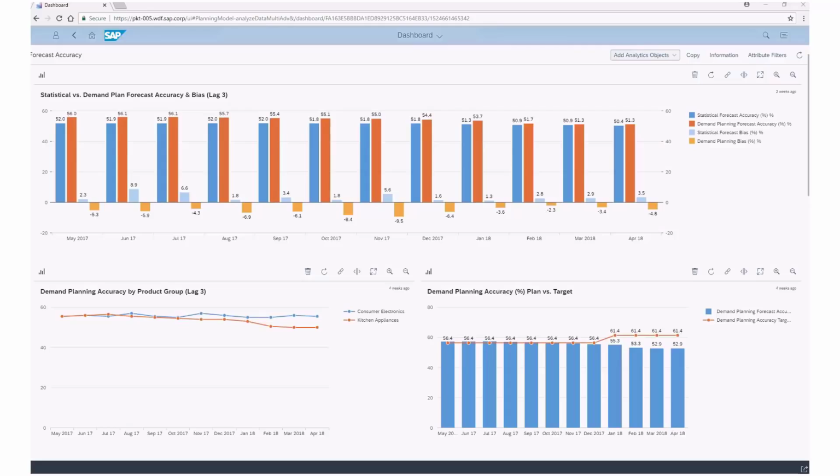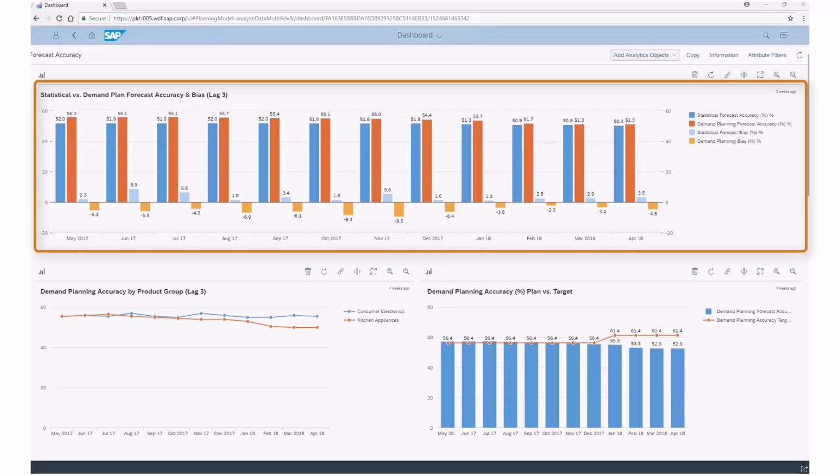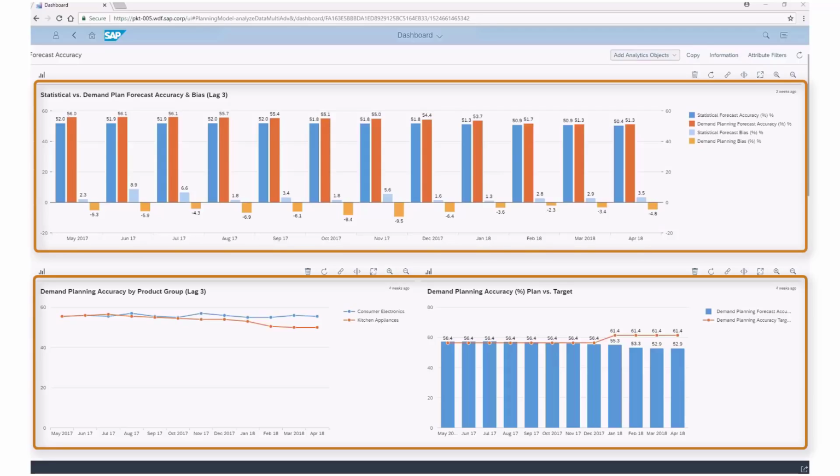By comparing the forecast with the real sales, the system calculates the forecast accuracy and forecast bias. This can be done for the system-generated statistical forecast as well as for the forecasts after manual overrides by the different lines of business. This provides a clear picture about your overall forecast quality, as well as the situation for product group, country, or any other level you are interested in.